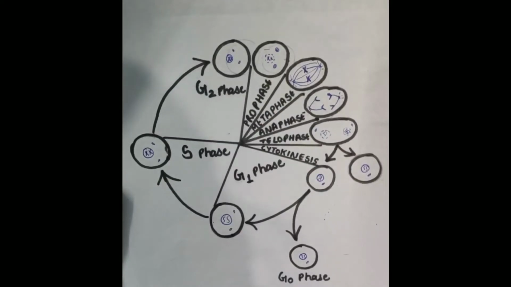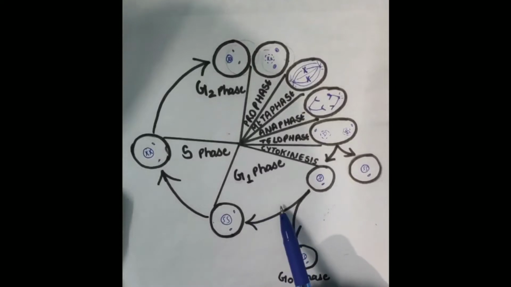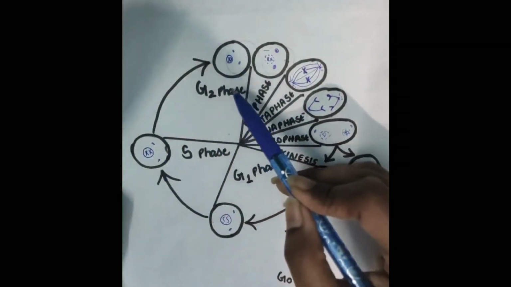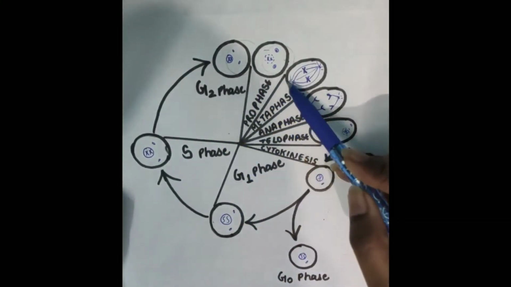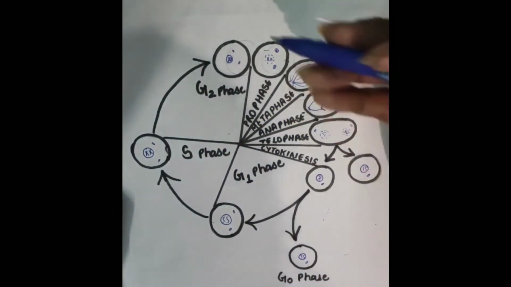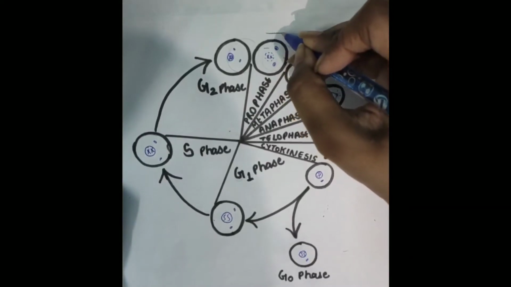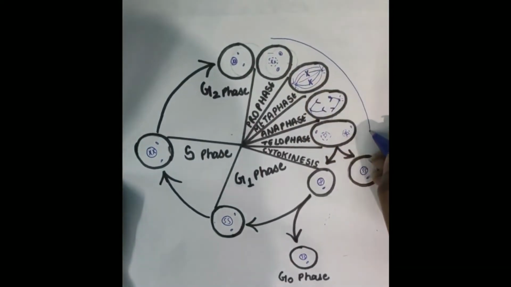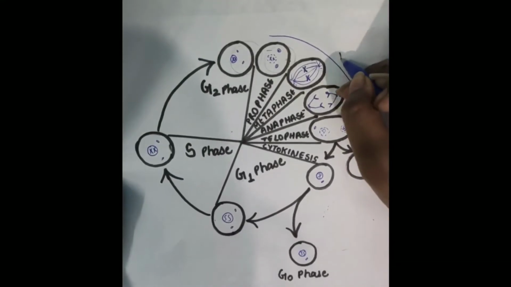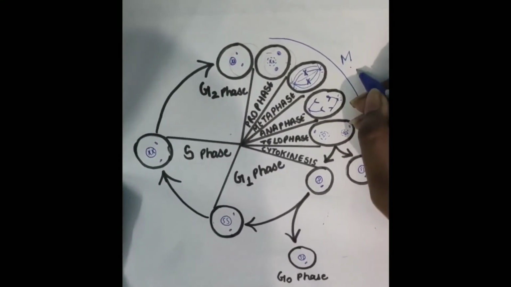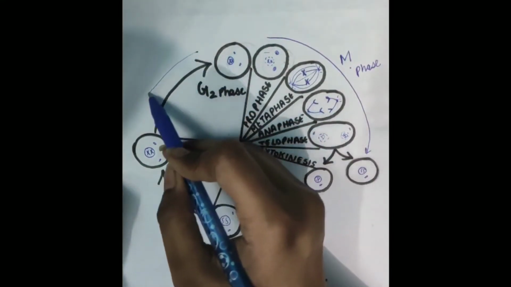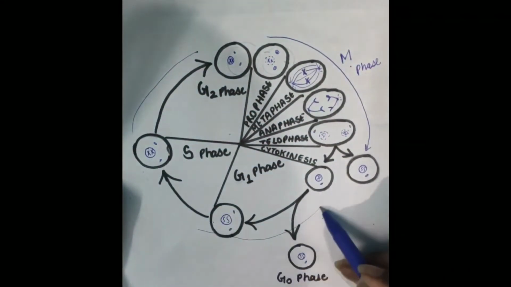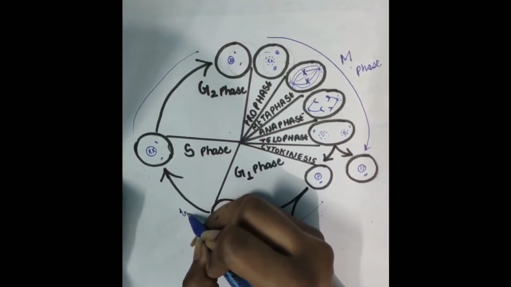Okay, so this diagram is indicating the complete cell cycle. So here is the complete interphase, which is divided into three main phases, G1, S and G2 phase, and that part is indicating the M phase. So this is completely the M phase, where the rest of the part is indicating the interphase.